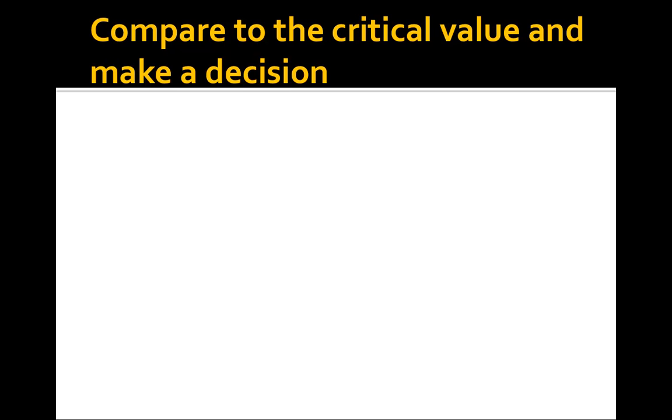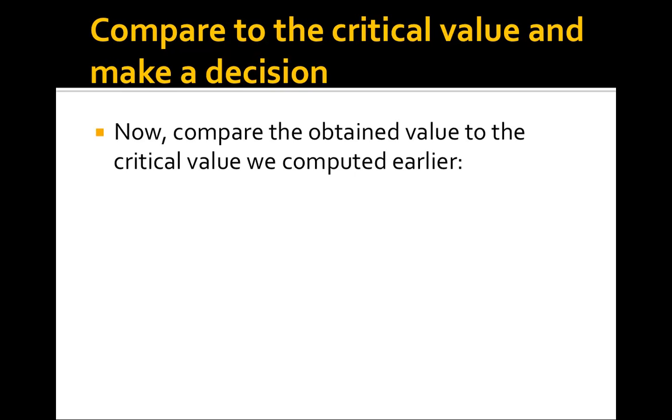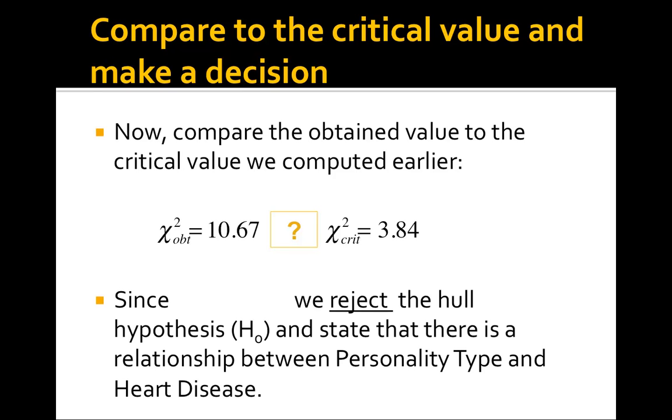Now we go ahead and compare it to the critical value and make a decision. As you recall, our critical value was 3.84. Our obtained value is 10.67. We need to know, is 10.67 greater than 3.84? Since obtained is greater than critical, we can reject the null hypothesis and state that there is a relationship between personality type and heart disease.